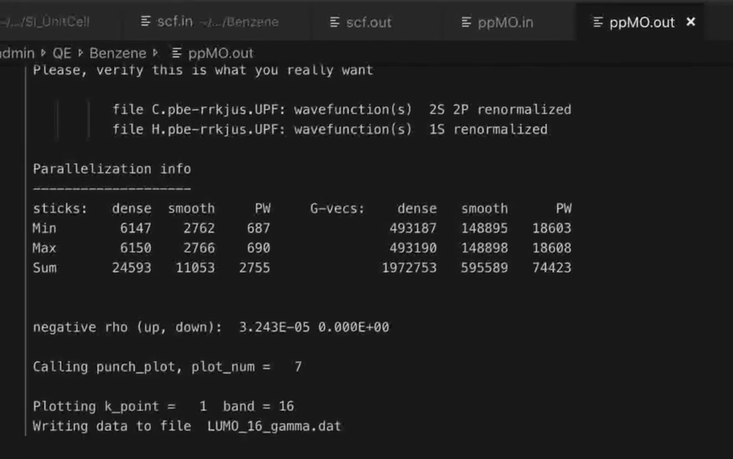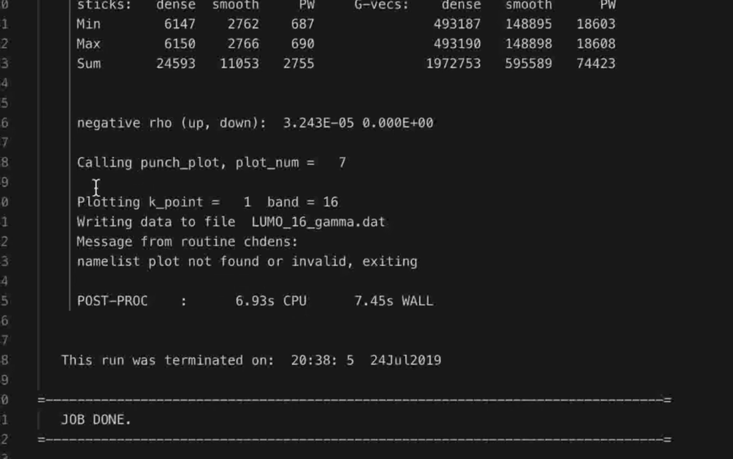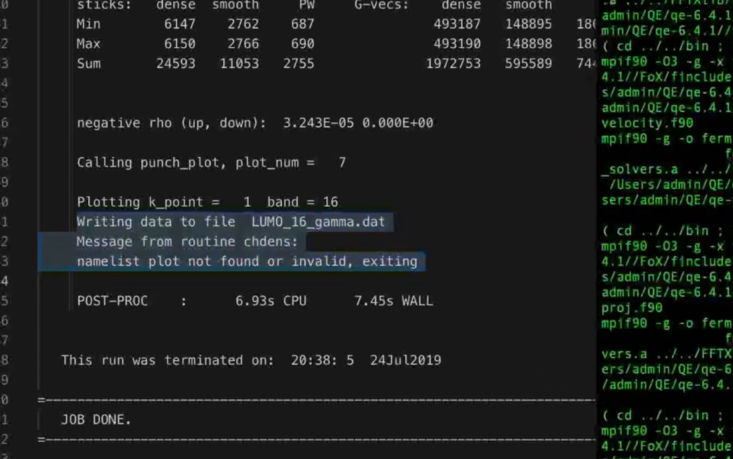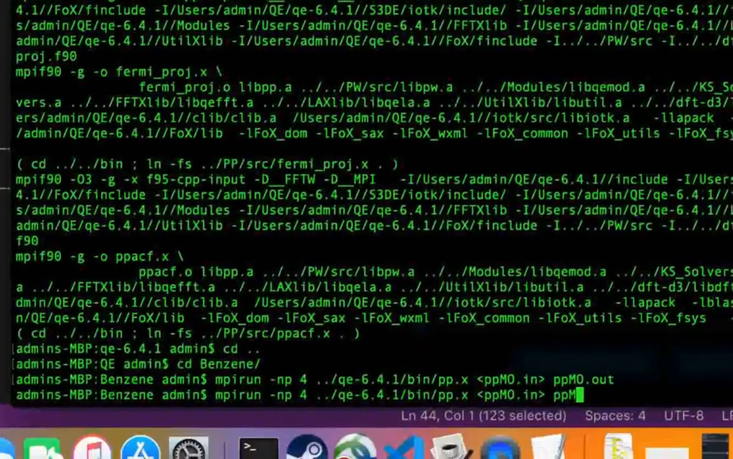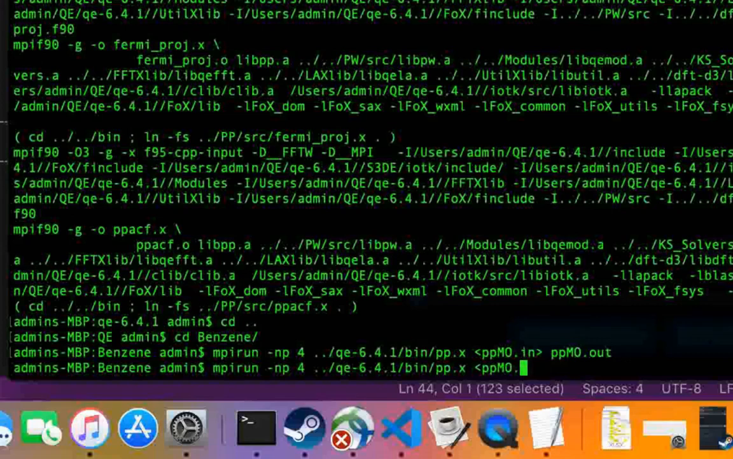But you will soon notice an error. Writing data to file failed due to some weird error, but luckily I found a way to circumvent this error. That is, you just avoid giving the input and output files. You can even give the input as standard input using the terminal.